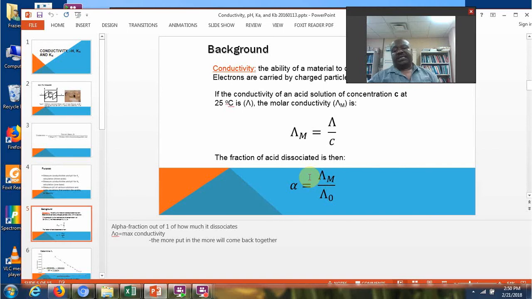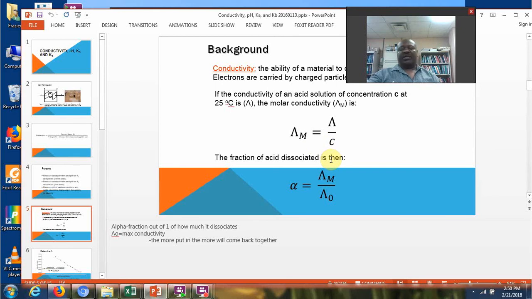All right. So now what we're going to do is figure out a way of getting from this conductivity to Ka. So suppose you measure conductivity. As you know, it depends on concentration. So the higher the concentration, the higher the conductivity. Well, let's divide by concentration. So molar conductivity is conductivity divided by concentration. You guys have done that in 1510.